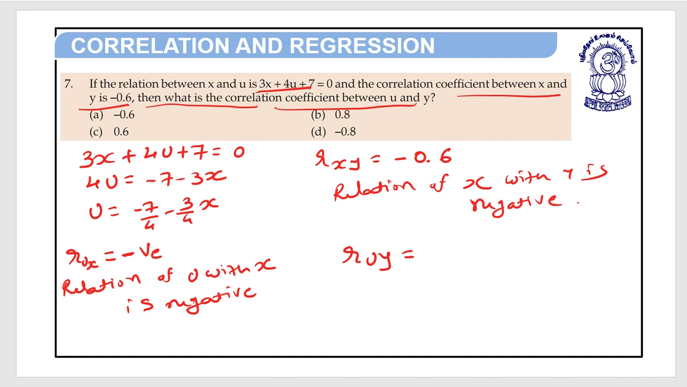Negative or positive? Here RUY is the product of minus into minus, so it becomes positive. So RUY is equal to plus 0.6. So option C, 0.6, is the right answer.